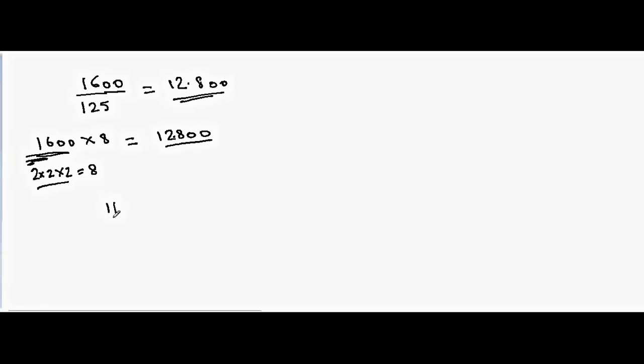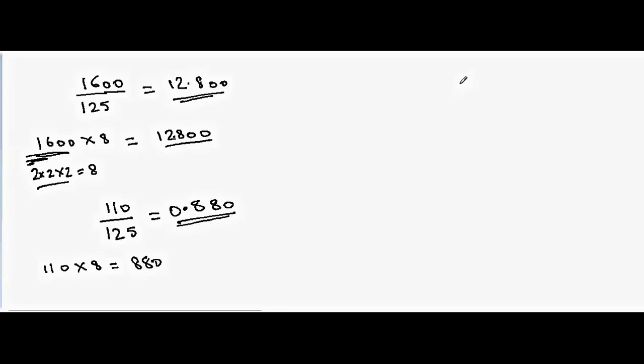Suppose I have 110 and I want to divide by 125. So the answer will be, multiply this by 8. So 110 into 8 is equal to 880. So the answer will be 880, and then I put a decimal here after three digits, so that will be equal to 0.88.